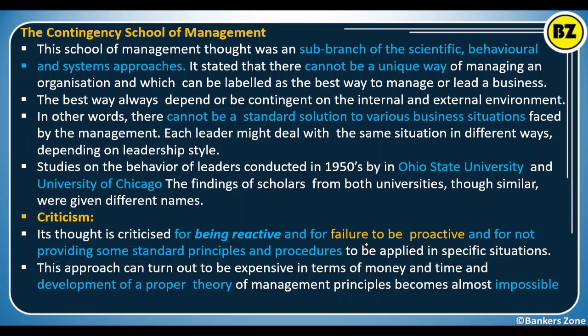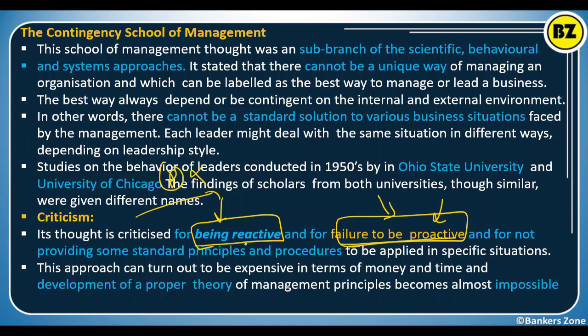So why do people criticize this theory? Simply, they say this is only reactive. Reactive means they will give a reaction to the problem, but they are not proactive in solving the problem. For failure they are not proactive, and for giving a solution they are only reactive. Reactive means they are reacting, but proactive means doing something to resolve the problem.